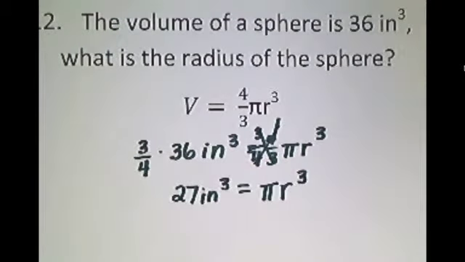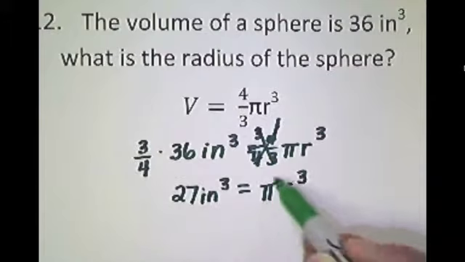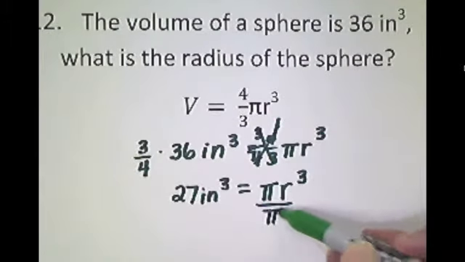Notice my units have not changed because I have not been dividing. I just divided by a constant, 4/3. So there was no units involved. So we still have inches cubed right now. The next, we need to get rid of the pi. So we're going to divide by pi.